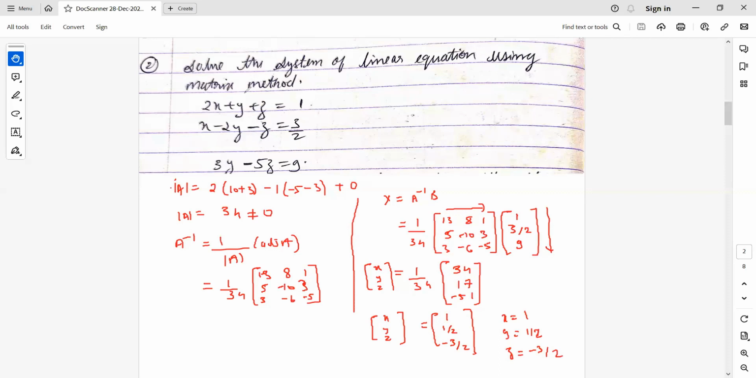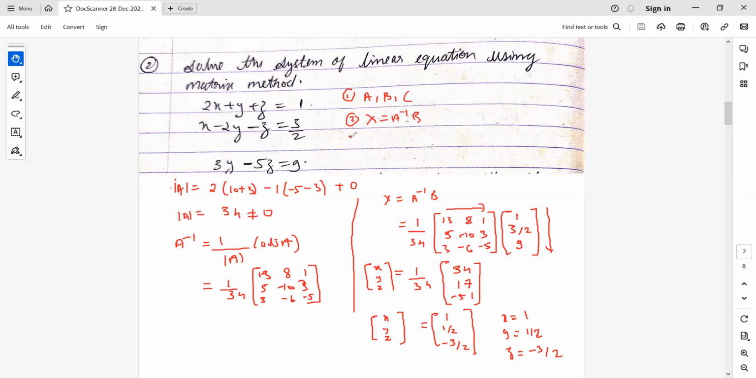So four examples we will be discussing. Two we have already discussed, the other two we will be discussing based on the matrix method. So once again, the first step we need to do here is to find out the matrices A, B and C. Next, the second step, we need to write X is equal to A inverse B.